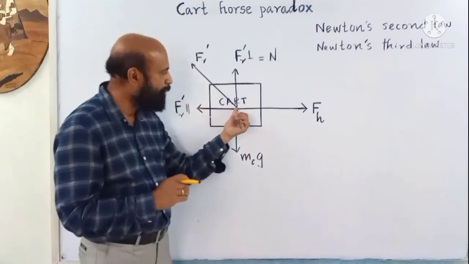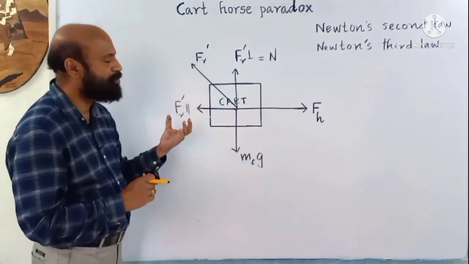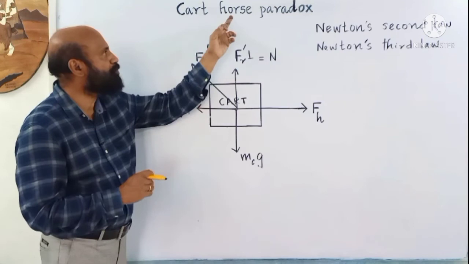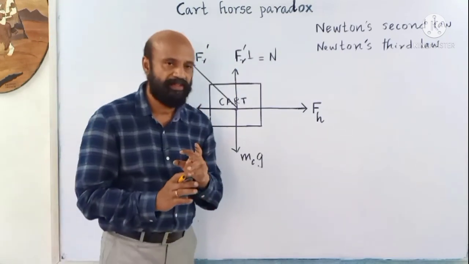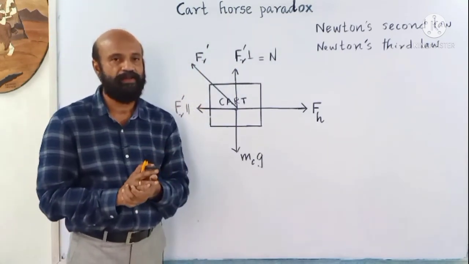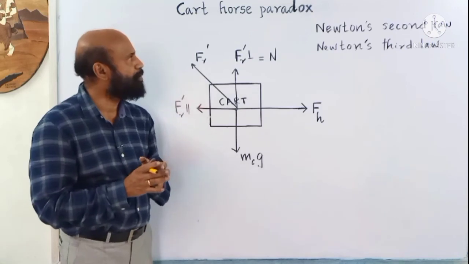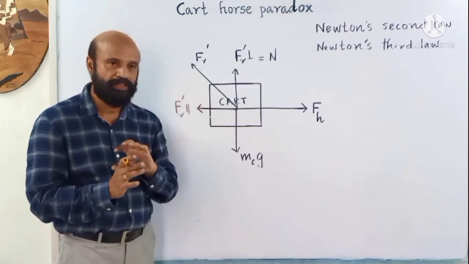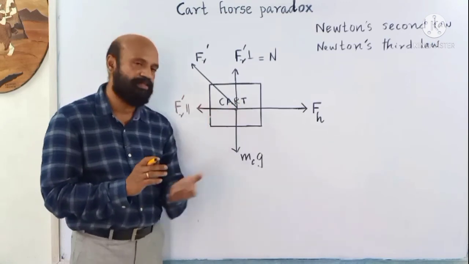If there is an unbalanced force, the system will be accelerated. So this cart-hose paradox can be explained in three different ways: considering the cart and hose together as a system, or the hose as a system, or the cart as a system.